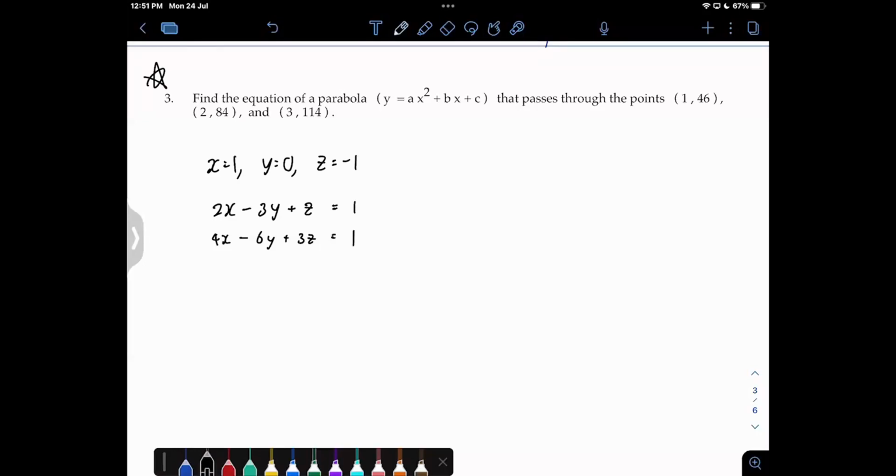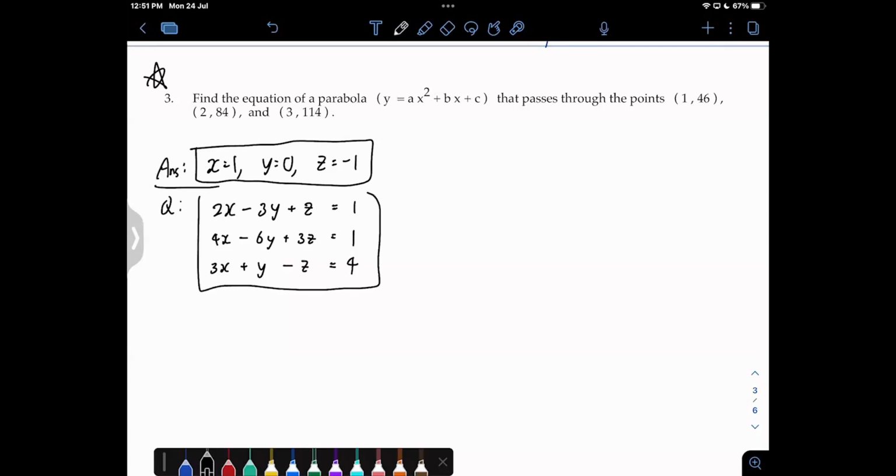Okay, and then I say I have 3x plus y minus z. This will give me 3 plus 0 minus -1, which is 4. Okay, let's say that you are starting with this equation and you didn't know the answer is x equal to 1, y equal to 0, z equal to -1. Or let's say you pretend you didn't know this as your answer. And you start with this question. Can you solve for x, y, and z? I never teach you how to solve this. But do you know how to use the calculator to help?